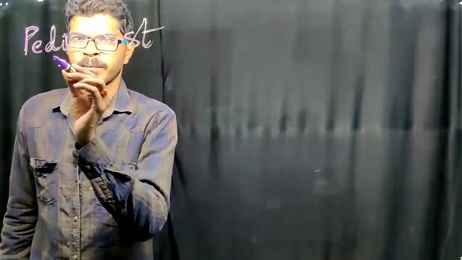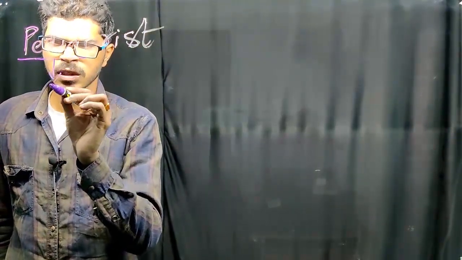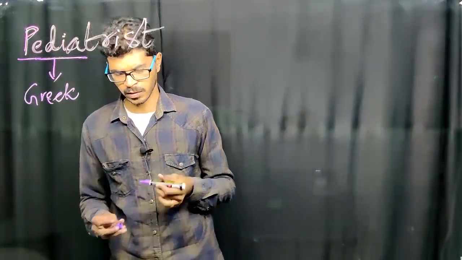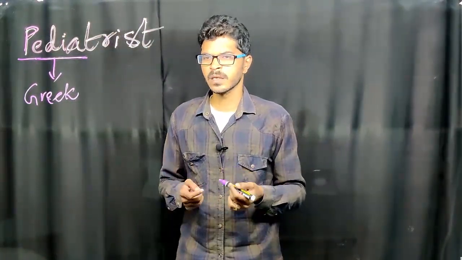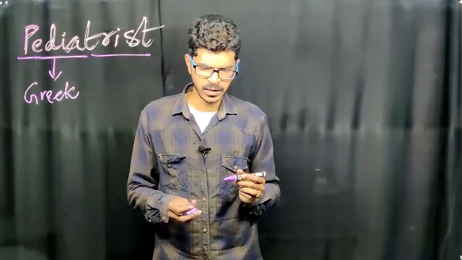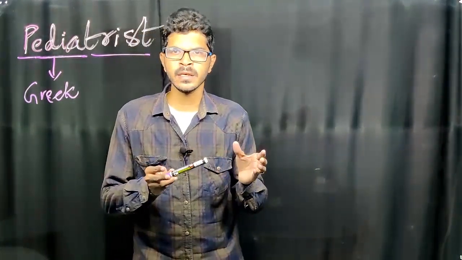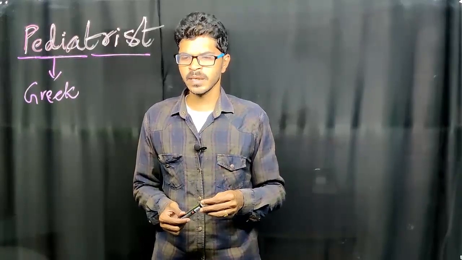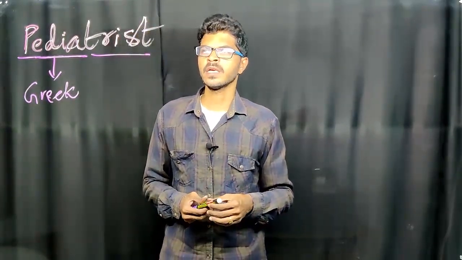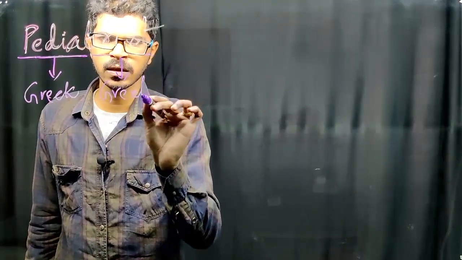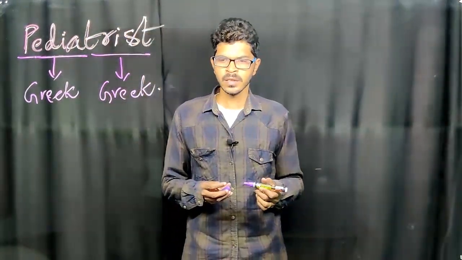Pedia is a word which has its roots in Greek. As most of the time, this root is adopted from Greek. And in pediatrist, iatrist is the one who gives a treatment. He gives a treatment to the children, and that's why he is called a pediatrist. And iatrist is also a word which has come from the same Greek language.